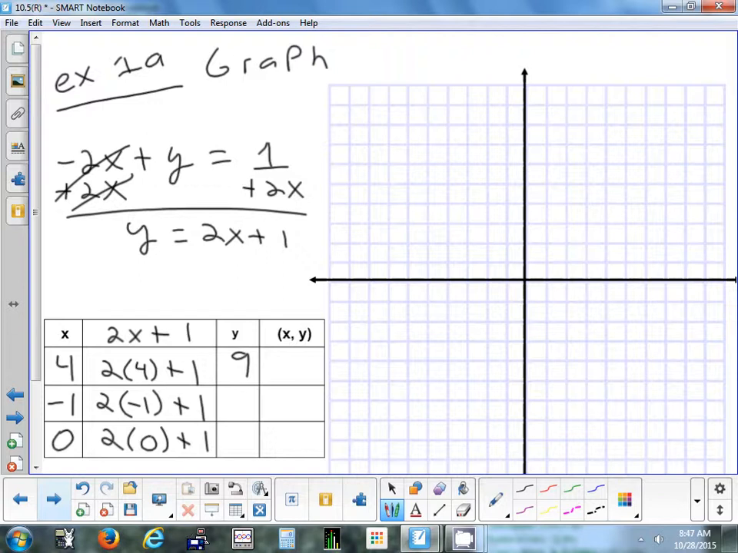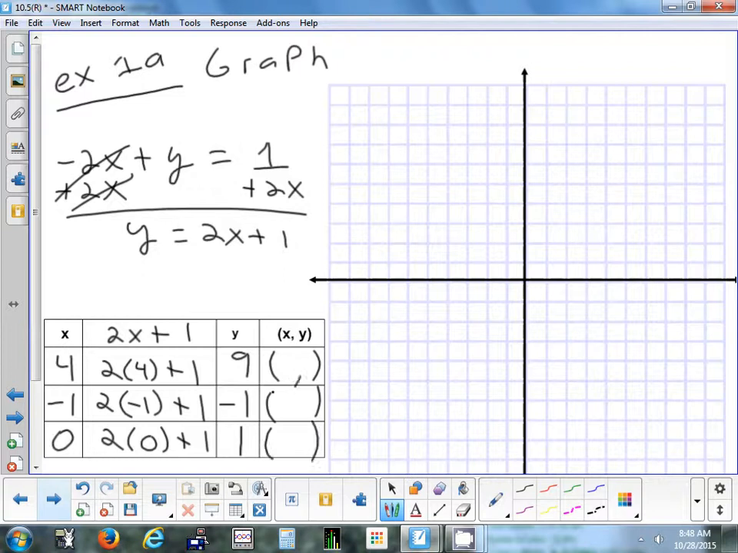Yep. Negative 1. You guys, you can punch that equation part right into your calculator with the parentheses and everything. It'll just do it for you. How about this last one? 2 times 0, Ariana? 0. Plus 1? 1. Okay, so now we've got our x's, we've got our y's. Let's write them as ordered pairs.